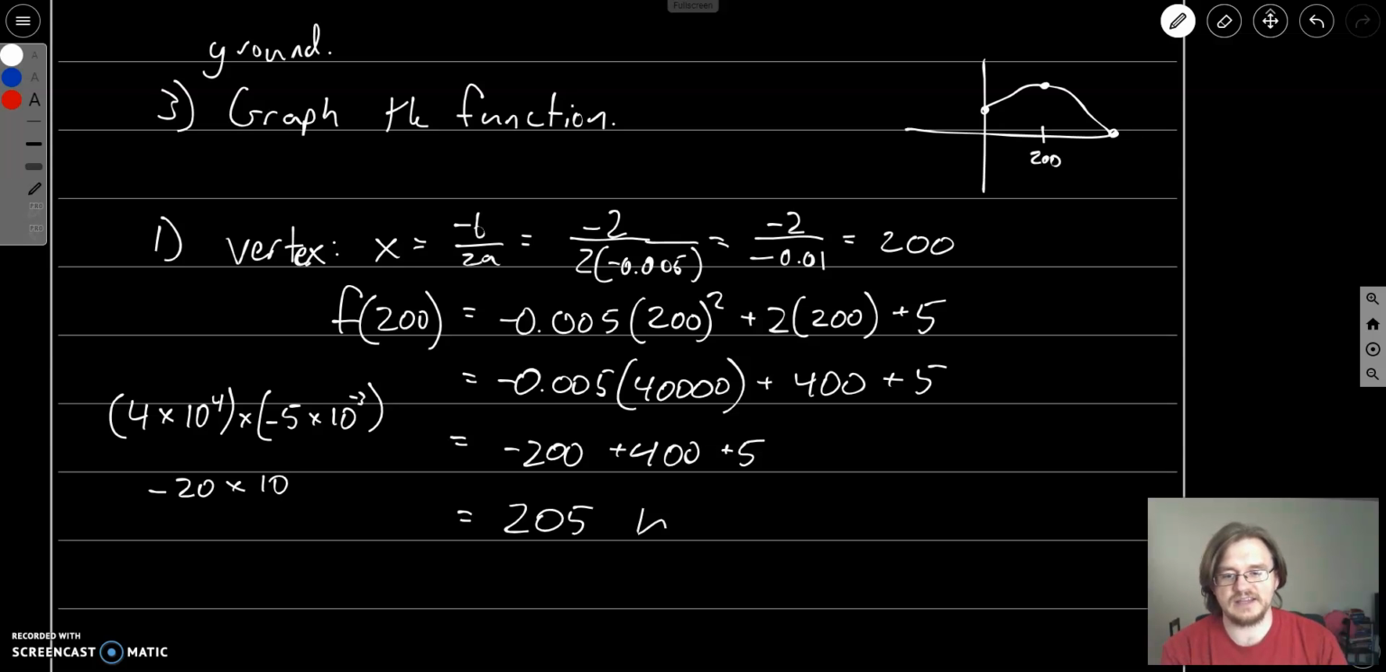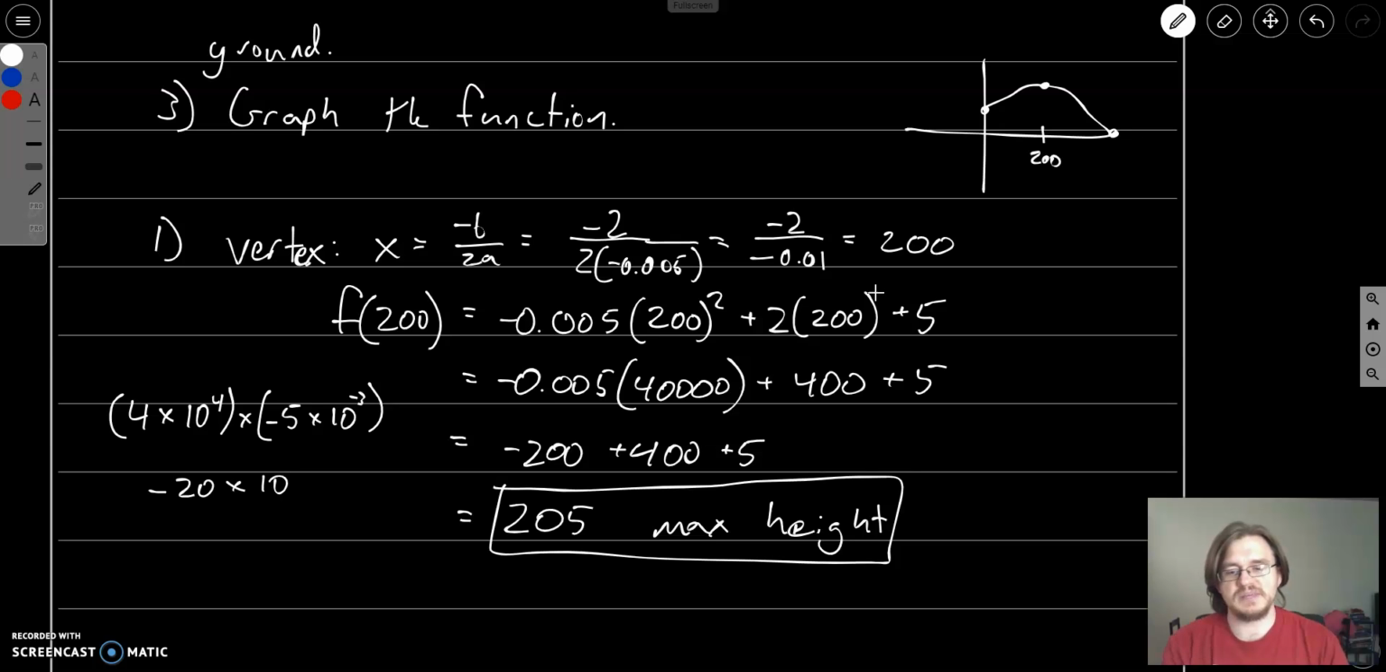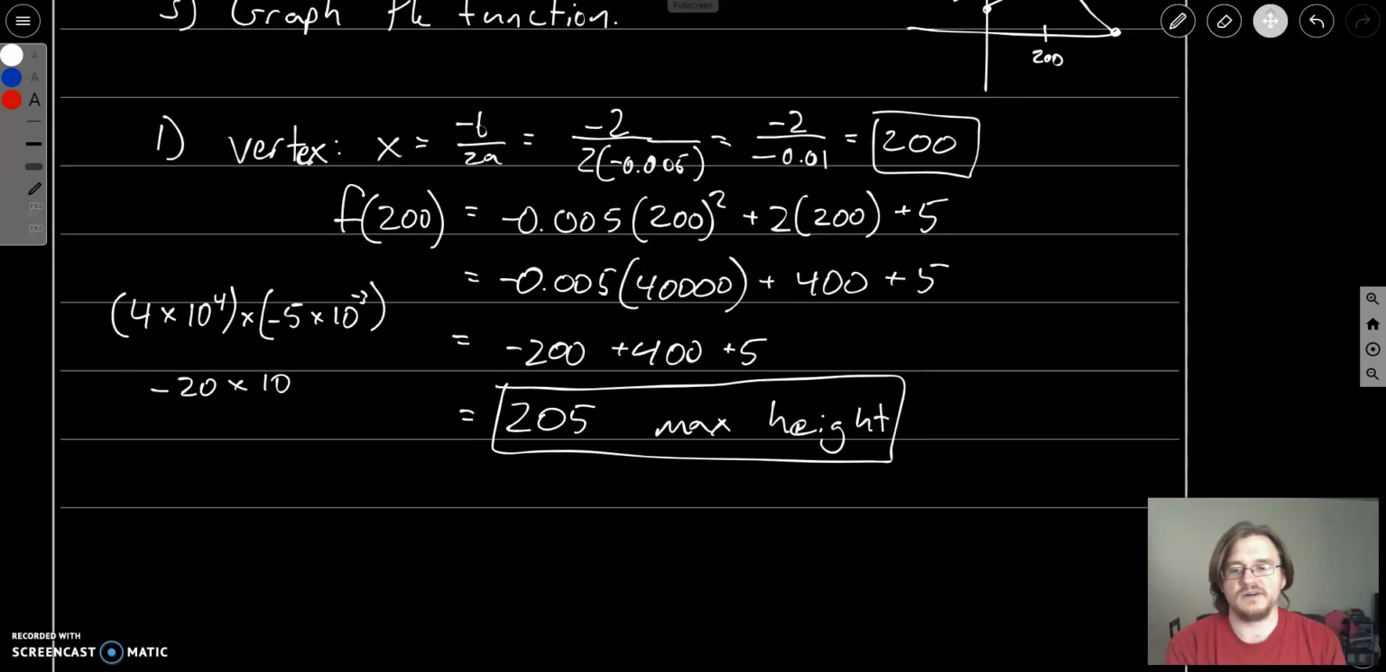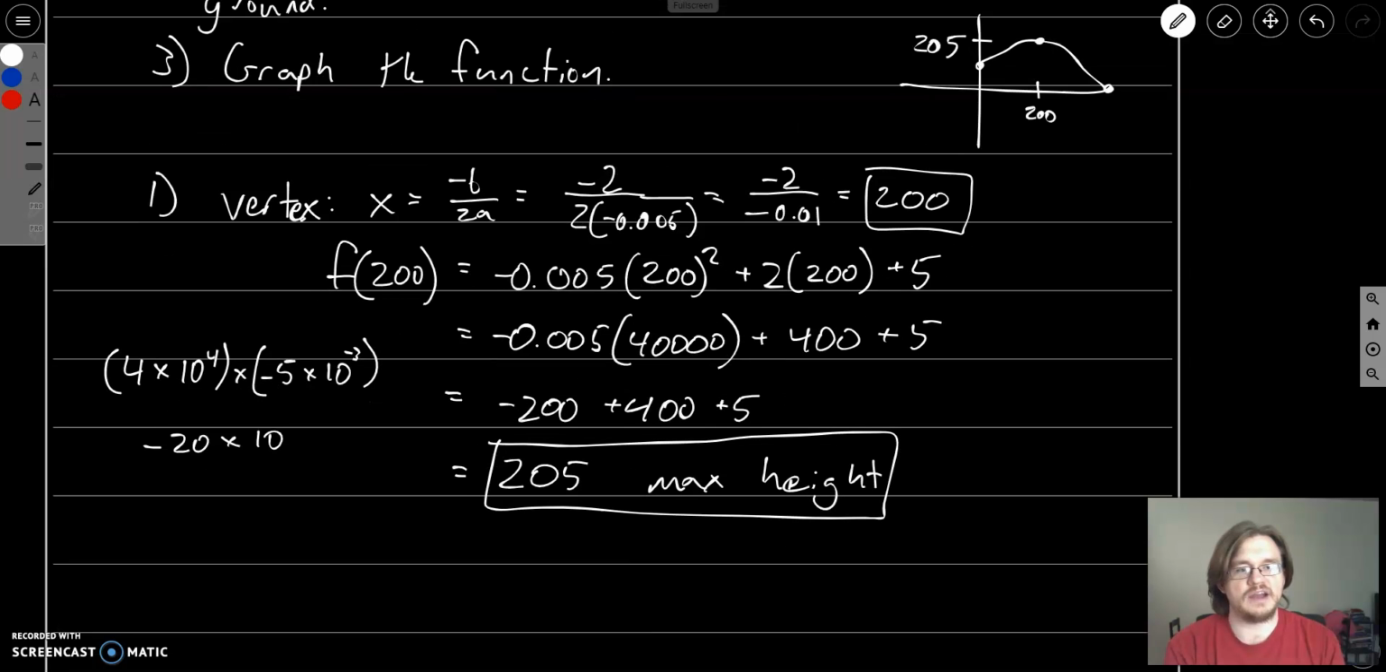This is the max height of the function. As in, this is the peak of the arrow's path: it will be 205 yards up after it has traveled 200 yards. So this peak up here is going to be 205. Now, to figure out where the arrow hits the ground, well, we know that the height of the function when it hits the ground is going to be 0.